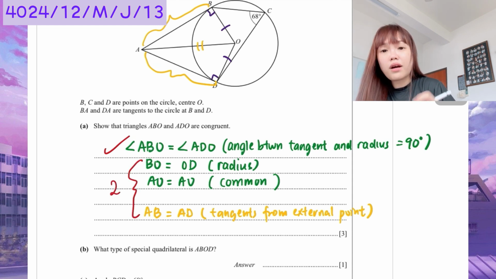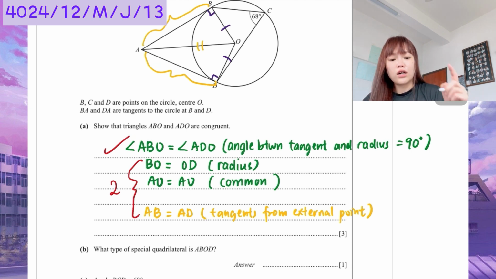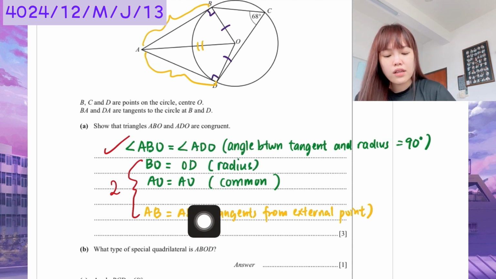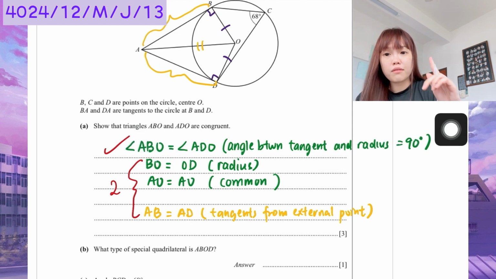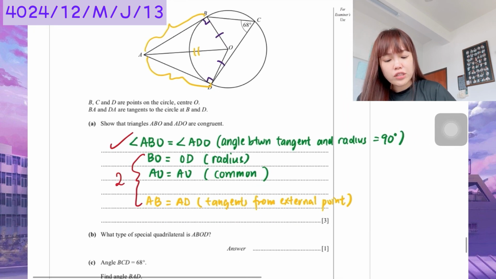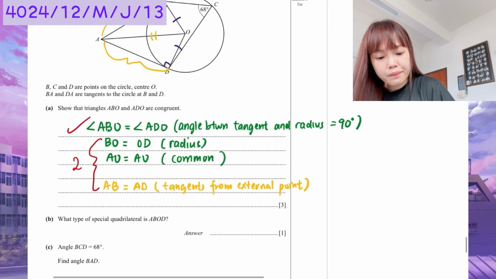And then these 3, 2 of them are 1 mark each. Either one of them 1 mark, 1 mark and 1 mark. Any pair, this one and this one, 2 marks, or this one and this one, 2 marks. But the first one, the angle, must definitely be considered as 1 mark. You must write that. Okay, what type of special quadrilateral is ABOD? ABOD is a kite.